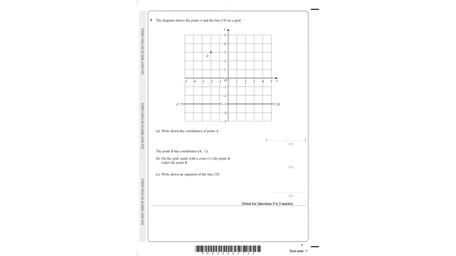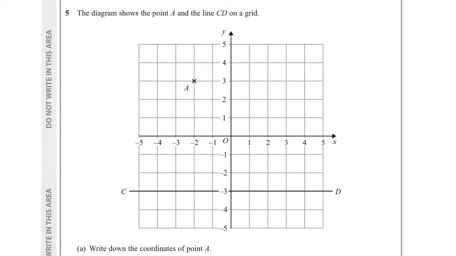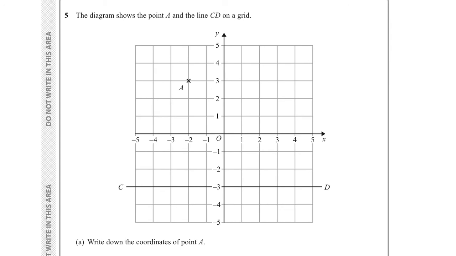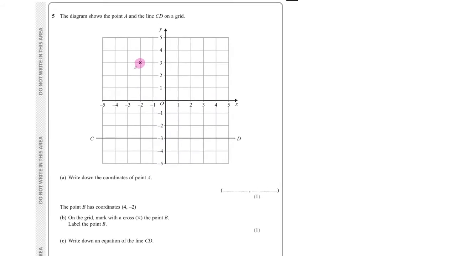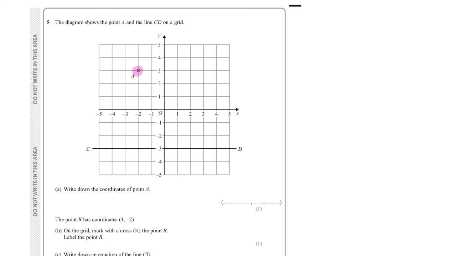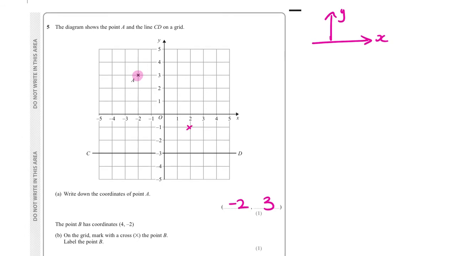Question 5. Here we have a diagram. It shows the point A and the line CD. Write down the coordinates of A. It's -2, 3, because we always read off the horizontal x-axis first and then the y-axis, which is the vertical. -2, 3. Oh, wrong pen. -2, 3. You always read the horizontal, the x first, then you read the y. Even if the point was here, we always do the x first.